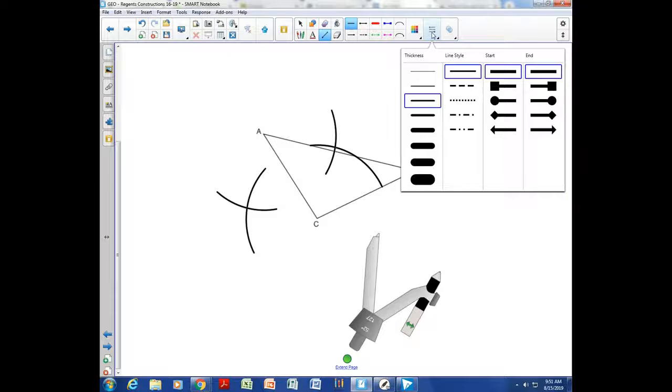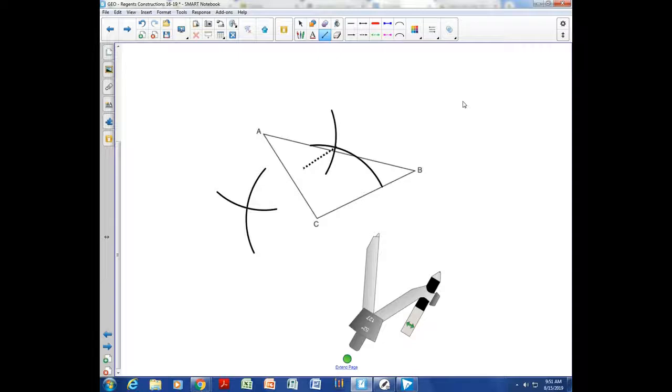Now, since I'm only finding the midpoint, when I'm doing this on a smartboard, if I'm not actually drawing the line, but it's just my straight edge, I'm going to use a dotted line. So I'm going to go from one of those points of intersection to the other. Imagine that that's my straight edge. And I'm going to mark the midpoint of AC, which is right there.